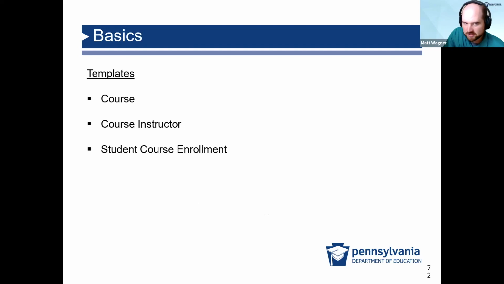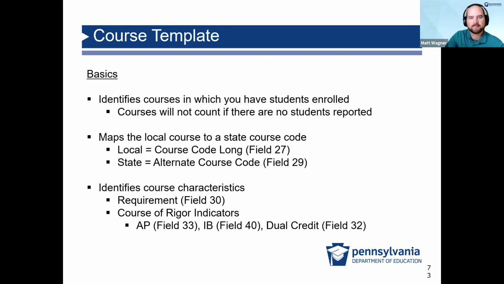So the 3 templates are the course template, the course instructor template, and the student course enrollment template. The basics of the course template this year is all courses that are taught in your school. We have put rules into DQE that will stop courses from being uploaded if there are no students reported, and the same for course instructor. Now, there are some issues on the back end of this, and that's why the ACS update comes into effect more. But your local course code is your field 27, your course code long, and your state code is the alternative course code in field 29.